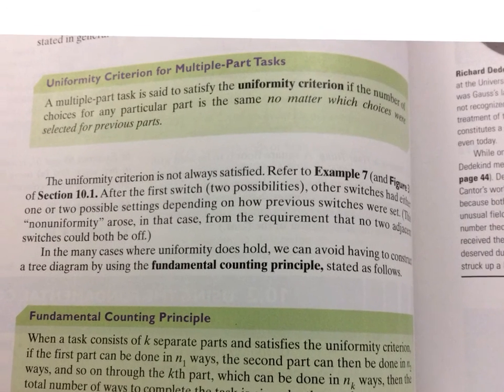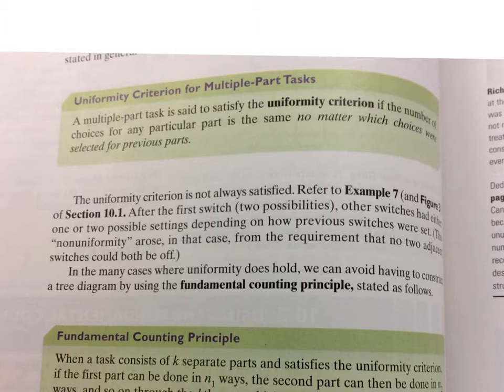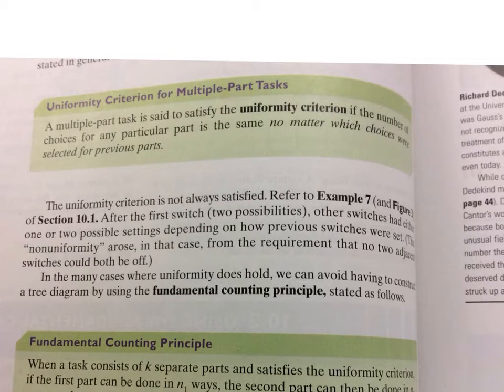And the answer is found in your textbook on page number 534, where you will find a green box that says Uniformity Criterion for Multiple Part Task. Okay, so let's read what that says and let's try to make some sense out of it. It says a multiple part task is said to satisfy the uniformity criterion if the number of choices for any particular part is the same, no matter which choices were selected for previous parts.